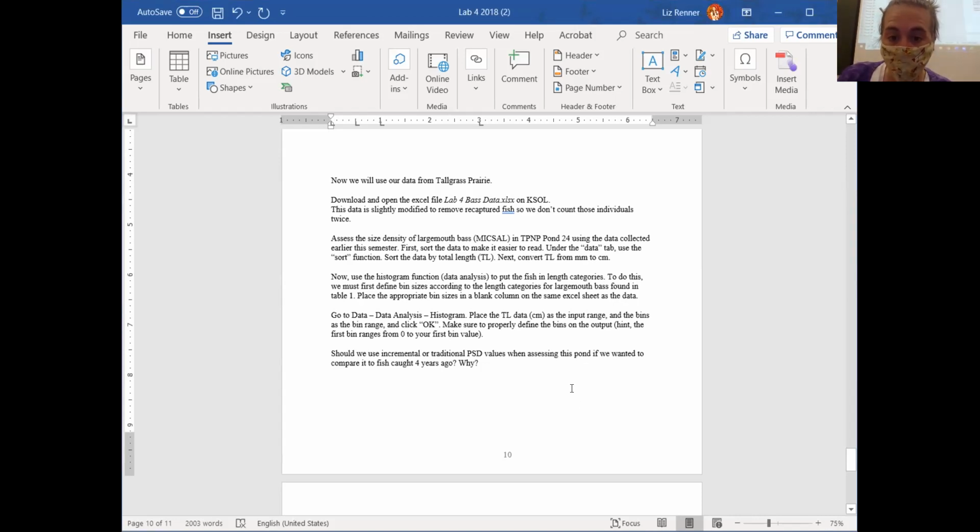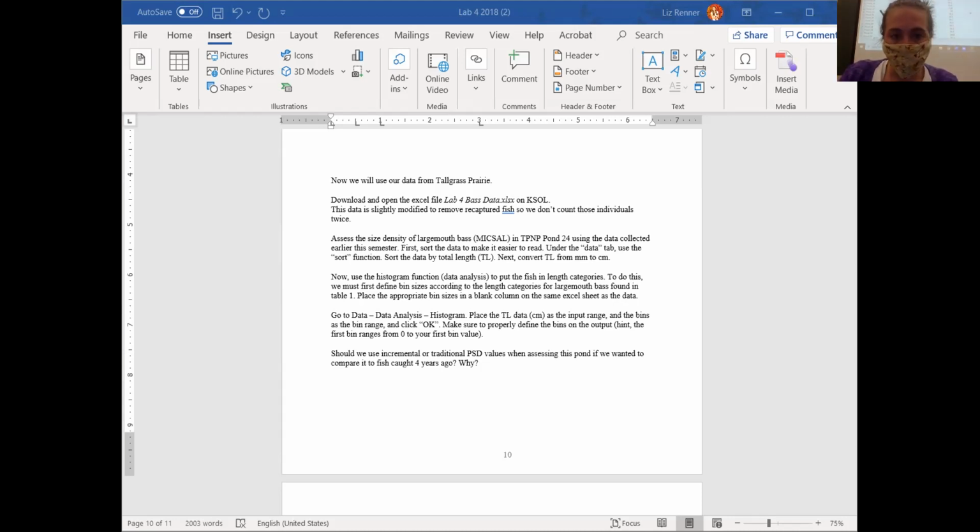Okay, so now that we've got them sorted, our instructions say convert total length from millimeters to centimeters. So how do we go about doing that? Yep, this divided by 10, right? Just pull all that down. So now we converted our millimeters to centimeters.